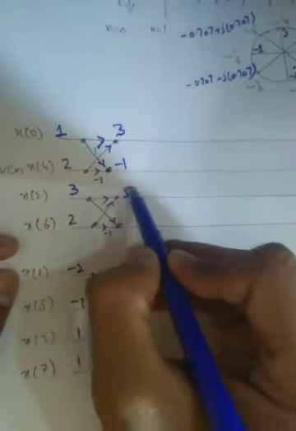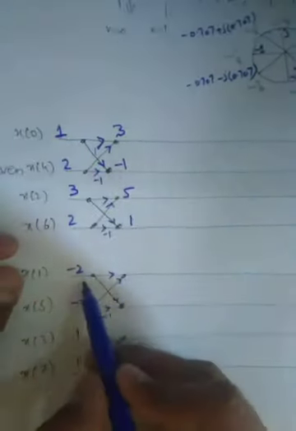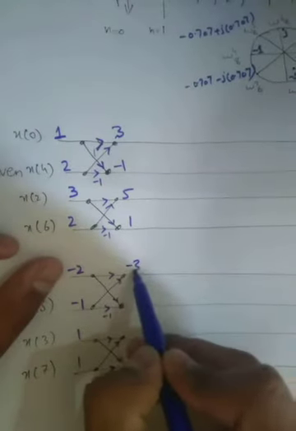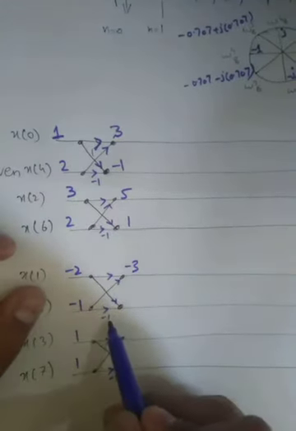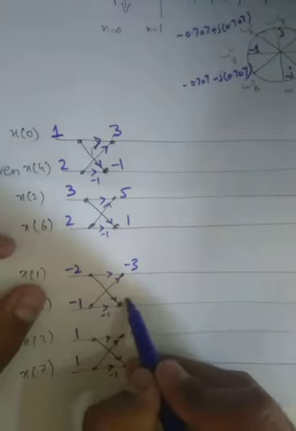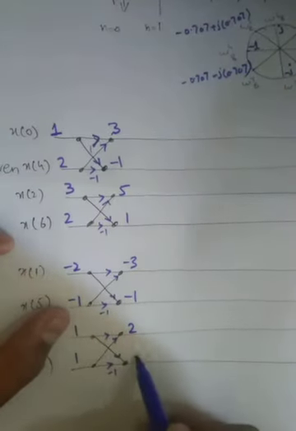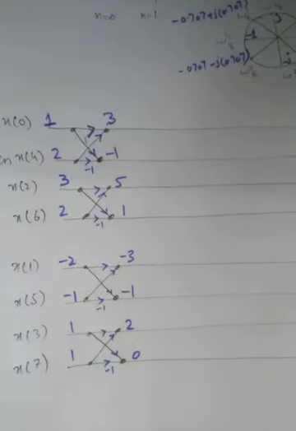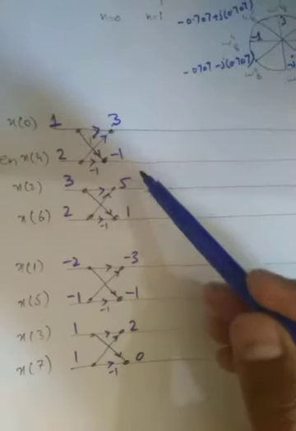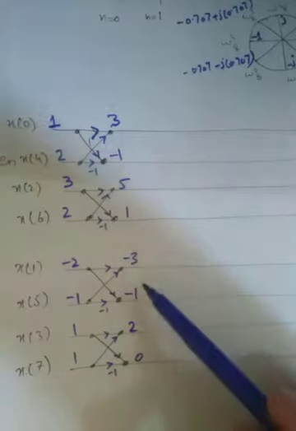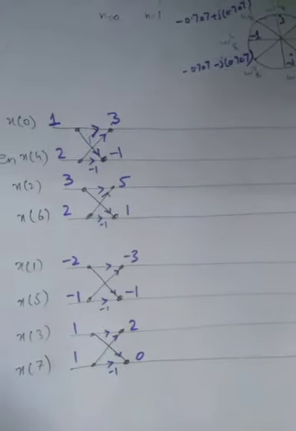3 plus 2 is 5, 3 minus 2 is 1. Similarly, minus 2 minus 1 is minus 3, minus 2 plus 1 is minus 1, and then 1 plus 1 is 2, 1 minus 1 is 0. This will give us the values 3, minus 1, 5, 1, minus 3, minus 1, 2, and 0.